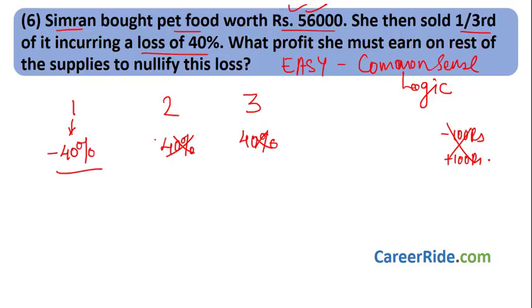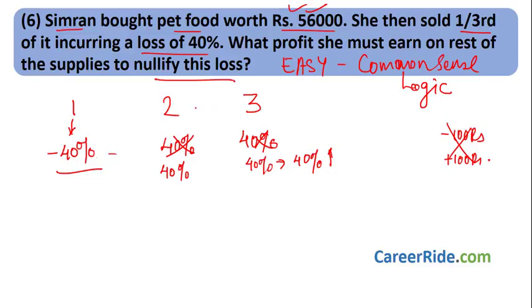Why? Because in the first 1/3 part, she gets a 40% loss. In the second part, if she takes a 40% profit, then it gets nullified over here only. And if the third part is again sold at 40%, she'll have a 40% profit. But we don't want any profit. We just want no profit, no loss, and we want to nullify this loss. So what to do in such cases?